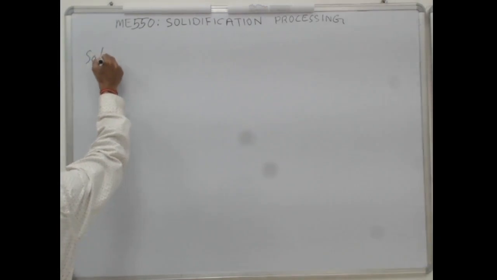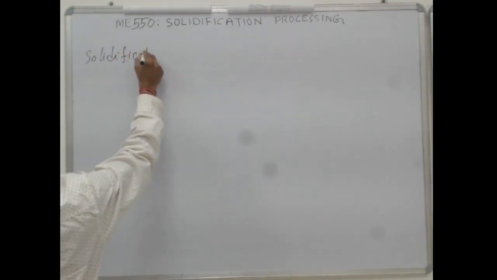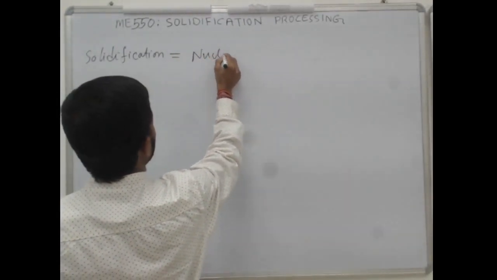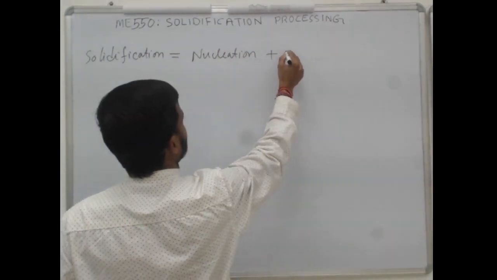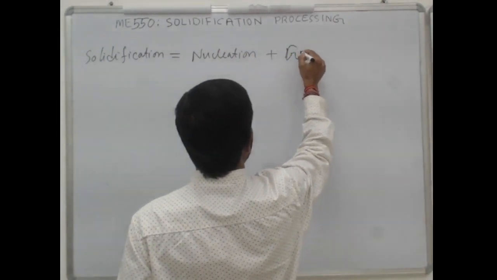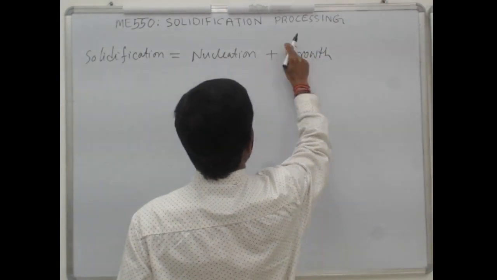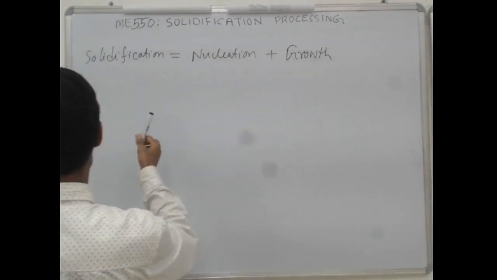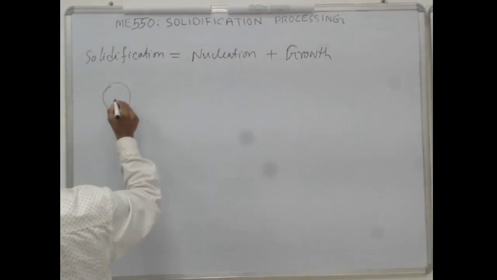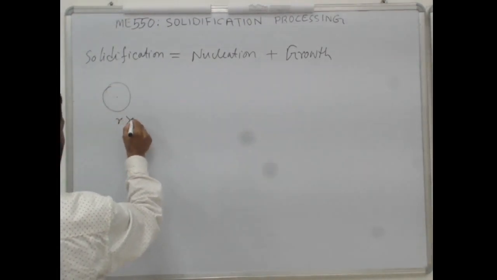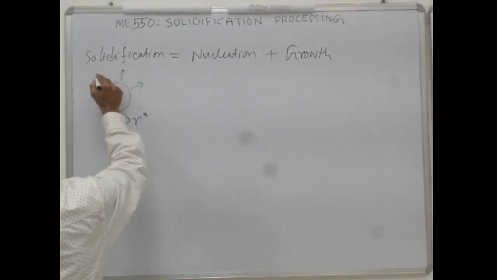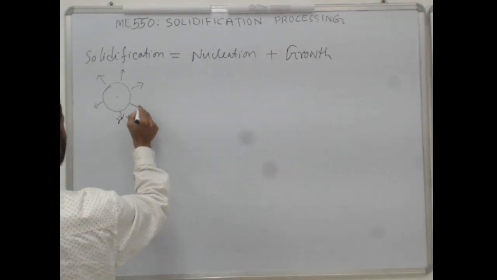As we know, solidification is nucleation and growth. It's a two-step process. Once a nucleus is formed, with a size greater than the critical size, it will grow in order to reduce the free energy.